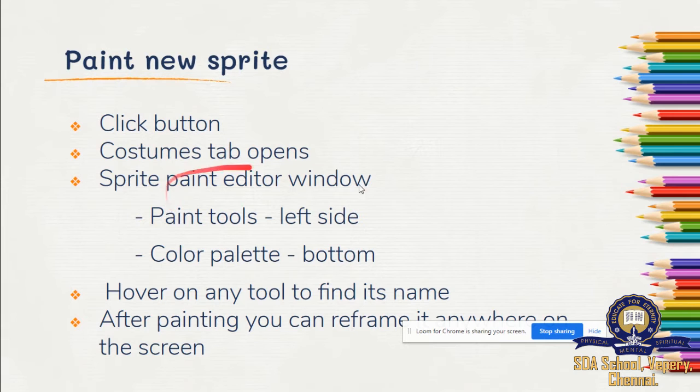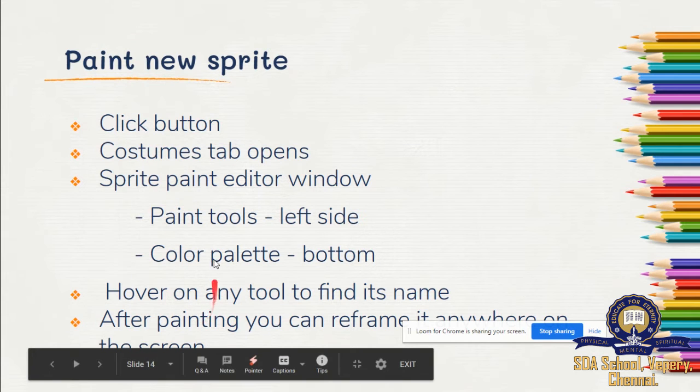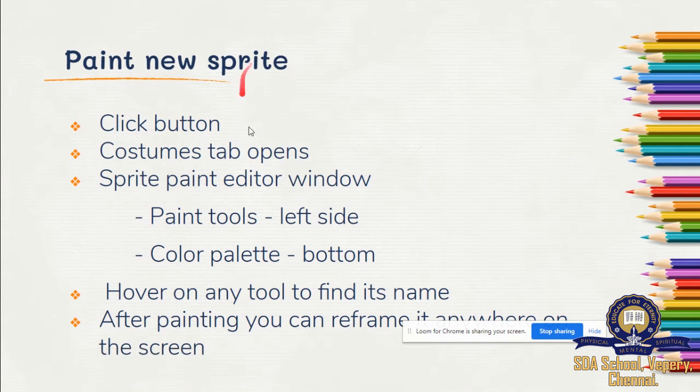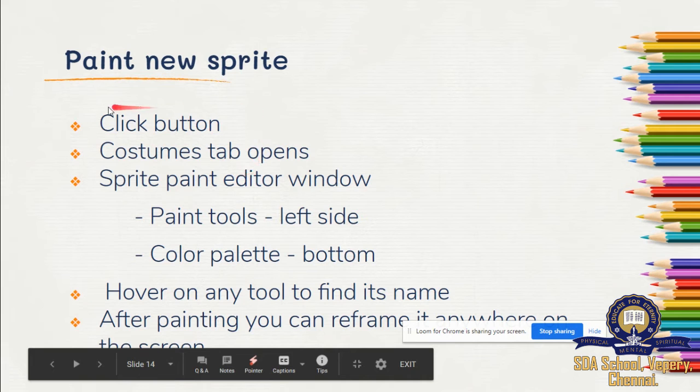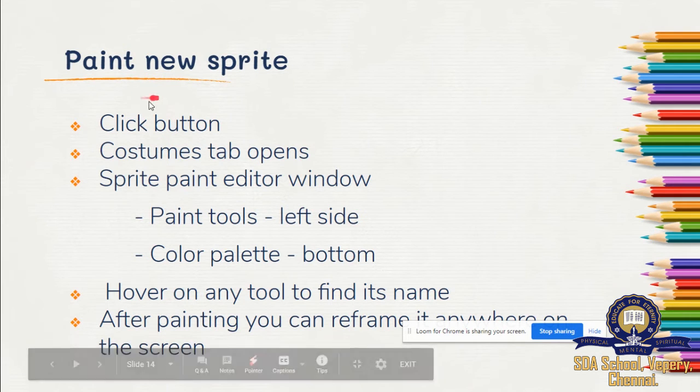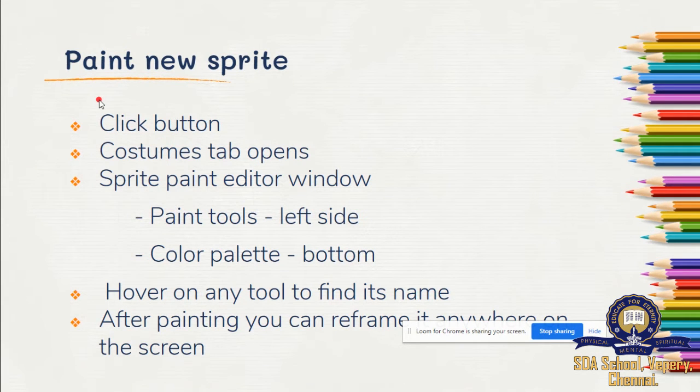I'll show you all this in the next slide. Then you have the color palette where you can select whatever color you want. If you want to know the tool names, you can just move your arrow over a tool and it will show the name of the tool. After painting, you can place your sprite anywhere on the stage.